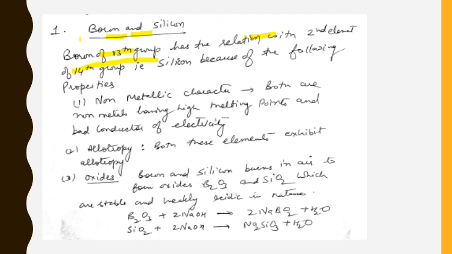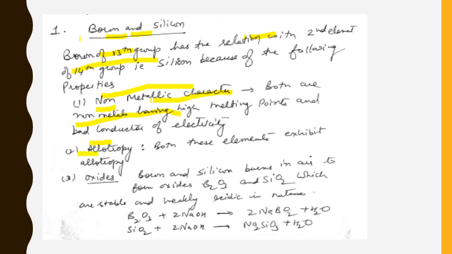How can we understand this diagonal relationship? Because of these similar properties, like a non-metallic character. Both are non-metals. This is one of the characters having the similarity, having high melting points and being bad conductors of electricity. If we talk about their non-metallic character, melting point and conduction of electricity, this is the same. Then the next property is allotropy.